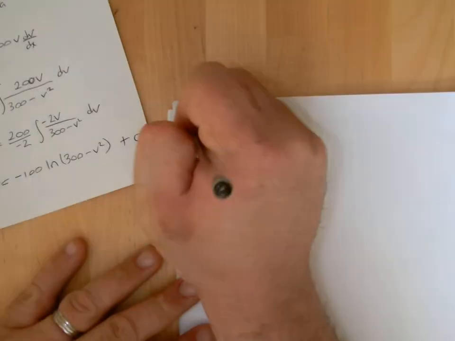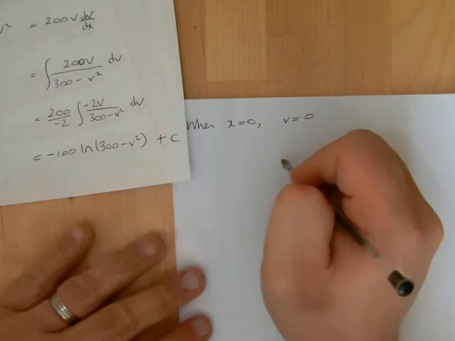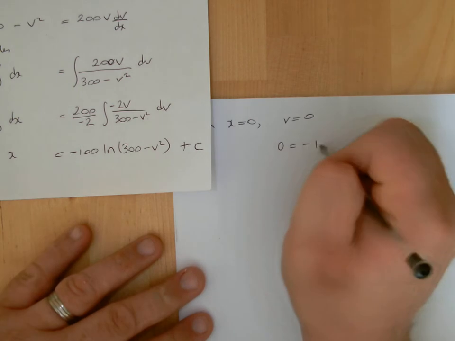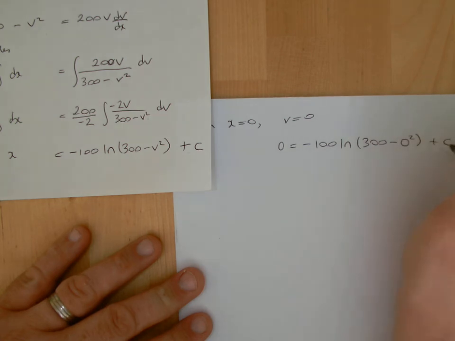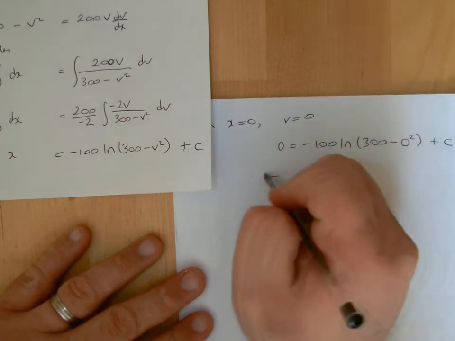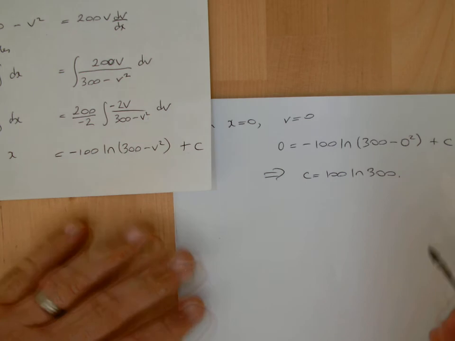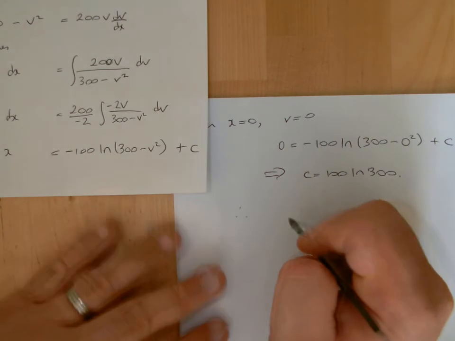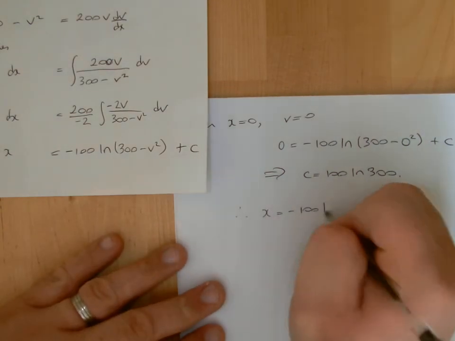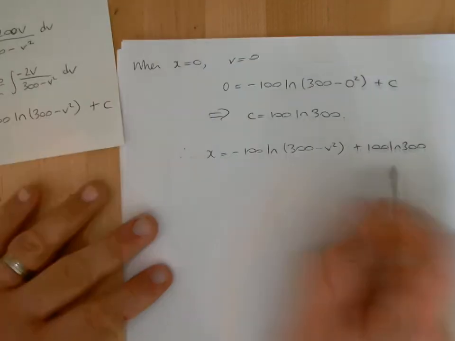So when x is 0, v is 0. Plug that into the expression we just got for x. So 0 equals minus 100 ln of 300 minus 0 squared, plus c. This implies that c is equal to 100 ln 300. So if I plug it back in, I have x equal to minus 100 ln of 300 minus v squared, plus 100 ln 300. Swap them around.